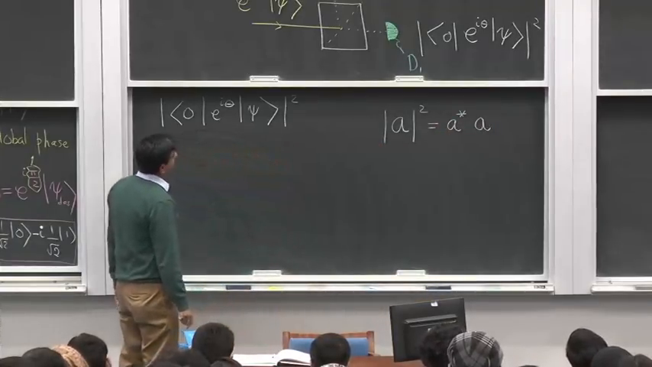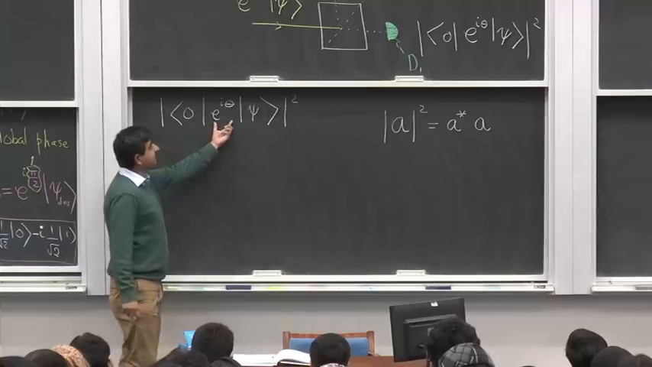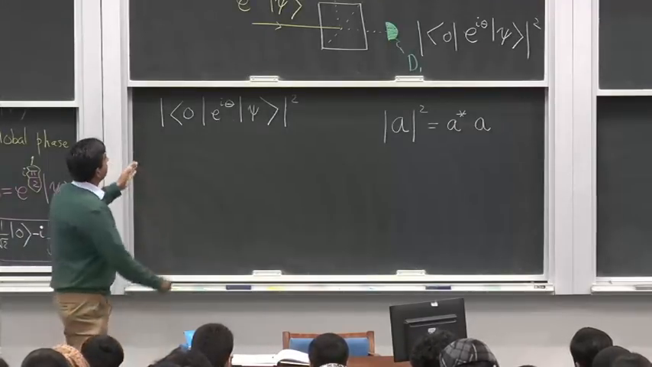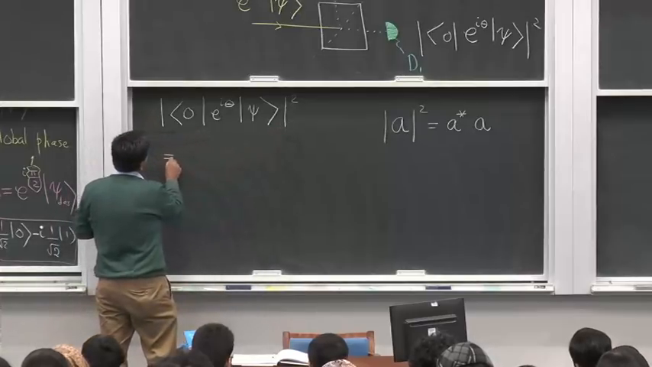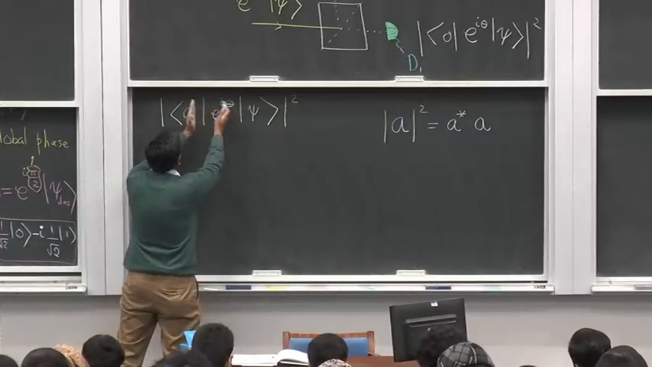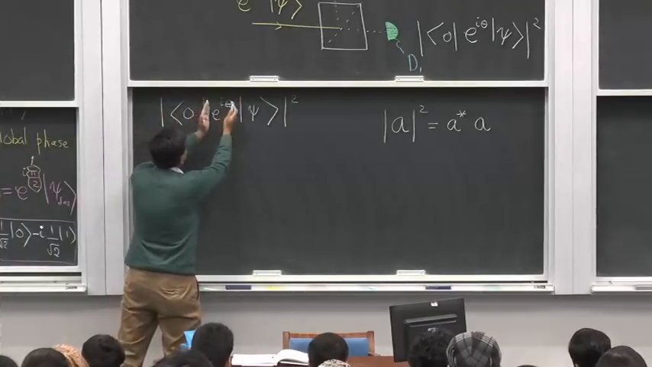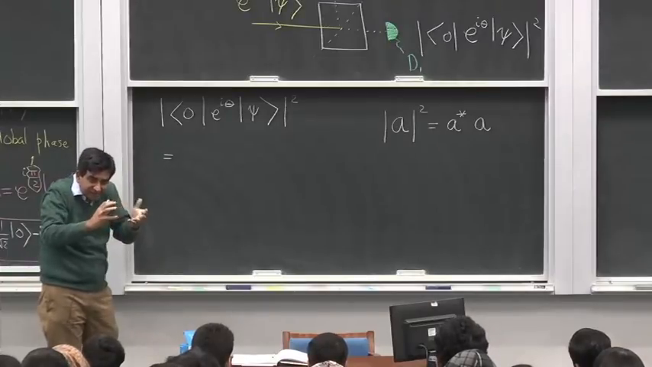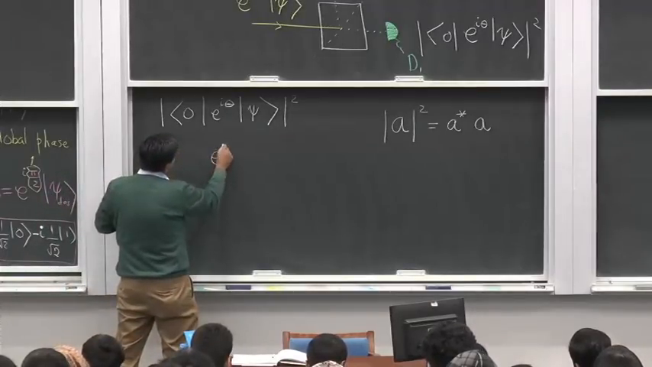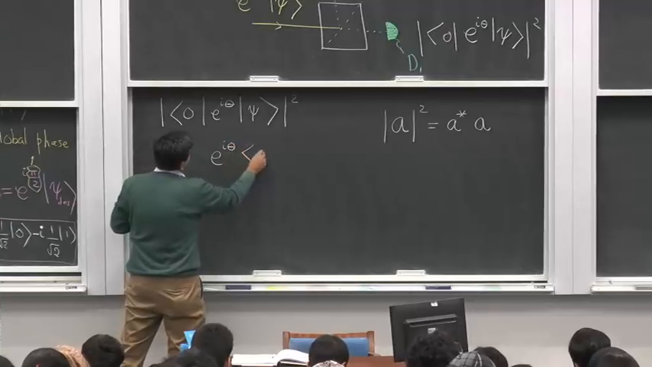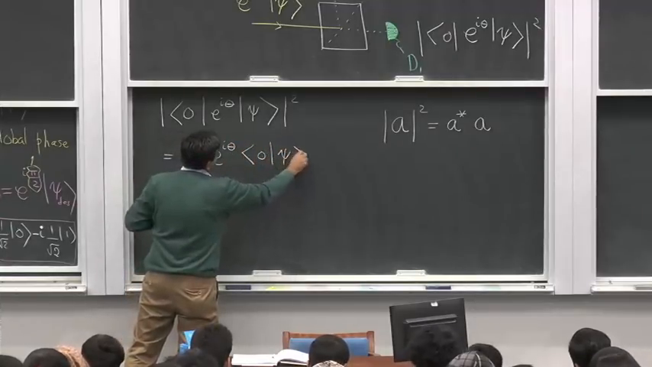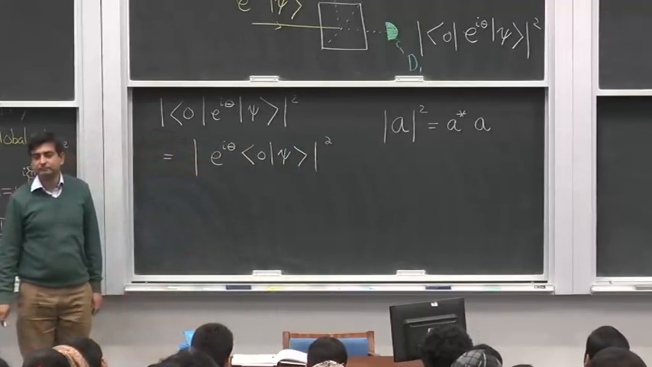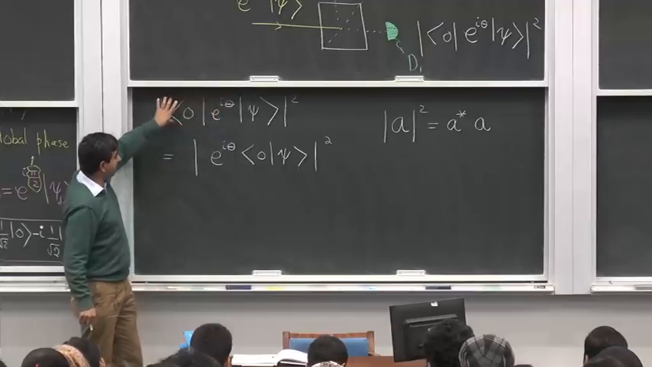Now this means, since e^(i theta) is a number itself, I can take e^(i theta) out of this bracket. It's just a scalar, it's just a constant. Okay, it's not a state, it's just a number. So I can write this thing as this, e^(i theta), so I can just bring this out here.